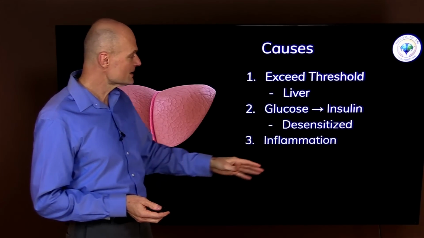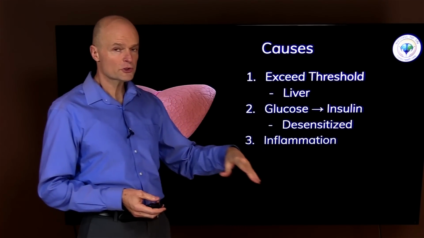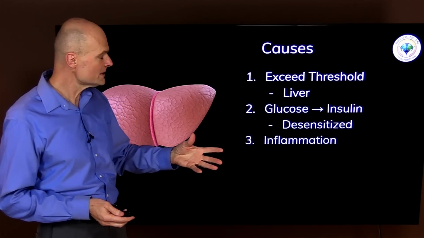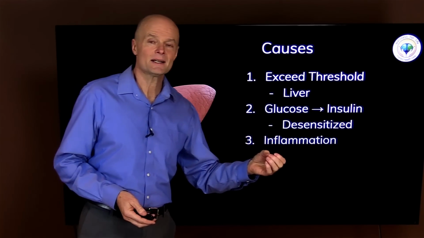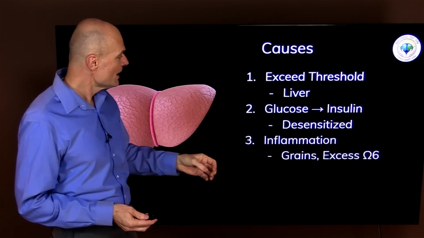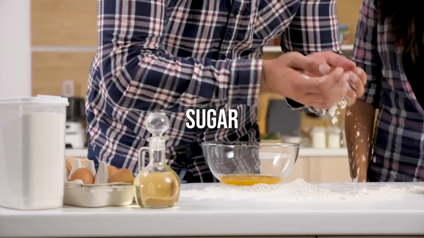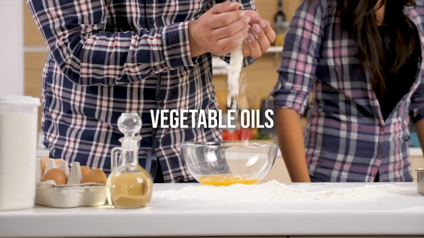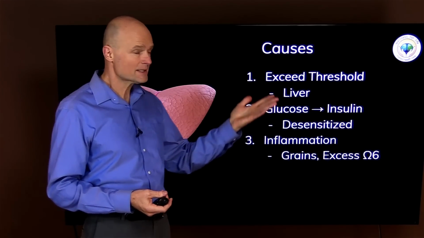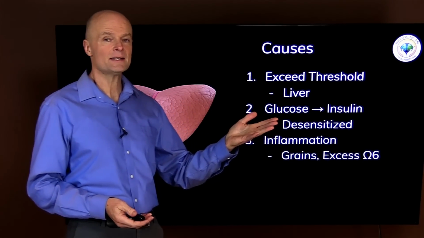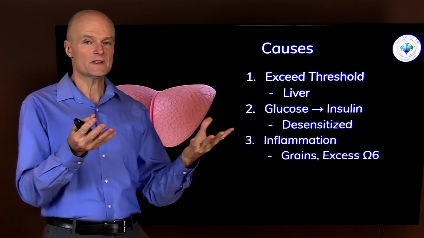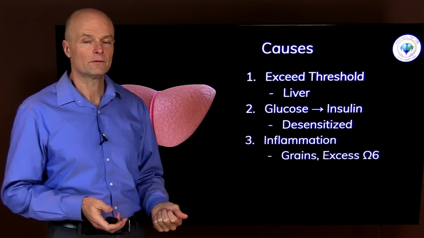The third way is inflammation, which also promotes insulin resistance. It desensitizes receptors to insulin, and anything causing inflammation, primarily sugar, grains, and vegetable oils, when we get excess omega-6 fatty acids, shifts the body's ability to regulate inflammation.